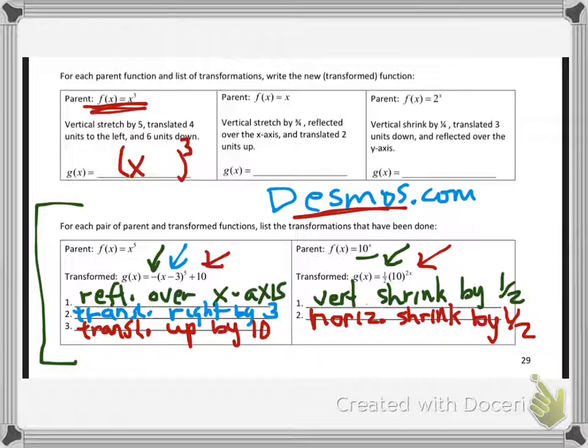Okay, so first thing I do is I'm vertically stretching by 5. That's going to multiply the whole thing by 5. I'm also going to translate 4 units to the left. So I know that's going to be the opposite of what I expect, so it's going to be a plus 4. And lastly, I'm going to move down 6 units down. That gets taken away from the function as a whole because it affects the y value. So we put a -6 at the end.